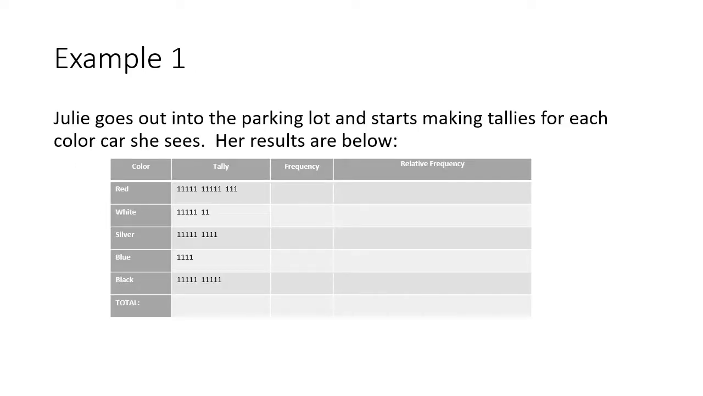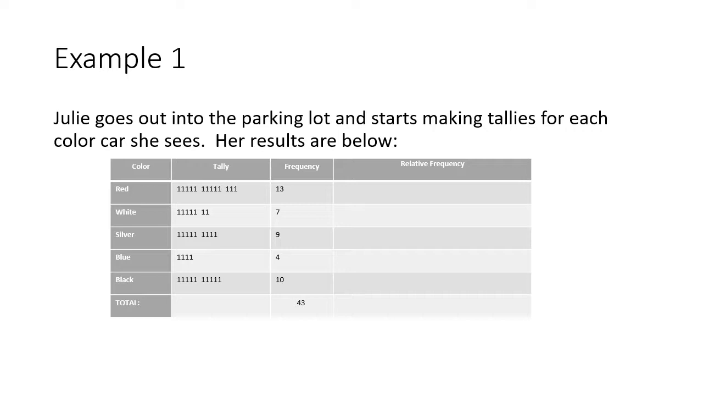So going back to our example, Julie goes out to the parking lot and she just starts recording her data. She makes tallies for each car she sees and puts that into this table that we see below. She looks at red cars and she made 13 tallies, so the frequency for the red cars was 13. The white cars, there were 7 tallies, so the frequency was 7. Silver cars, 9. Blue cars, 4. Black cars, 10. And here's the important part. We always want to look at the total as well.